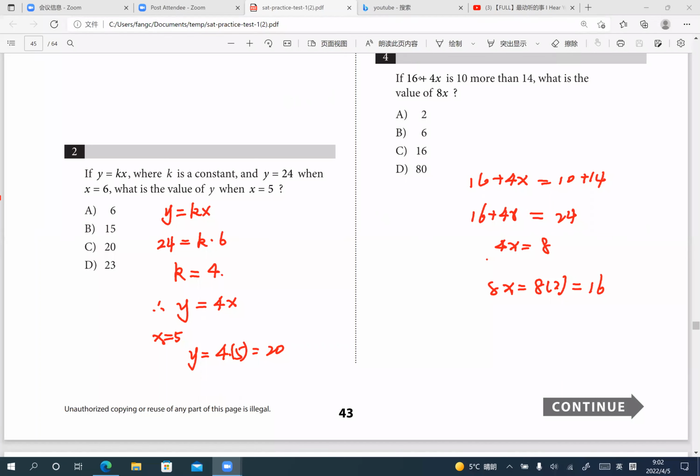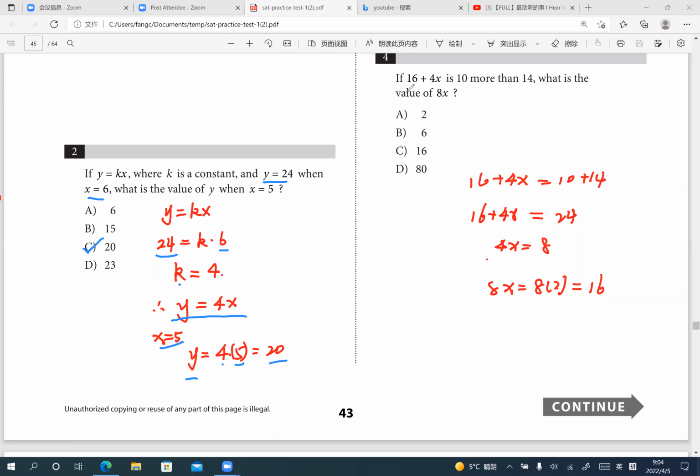Question 2. If y equals kx, where k is a constant, and y equals 24 when x equals 6, what is the value of y when x equals 5? So y equals kx. And when x equals 6, y equals 24. Then we plug in the given information. So 24 equals k times 6. So k equals 24 divided by 6, which is 4. Now we have our equation, y equals 4x. And the question is, what is the value of y when x equals 5? Then we substitute 5 for x. We get the value of y equals 4 times 5, which is 20. So question 2, we should choose option C.